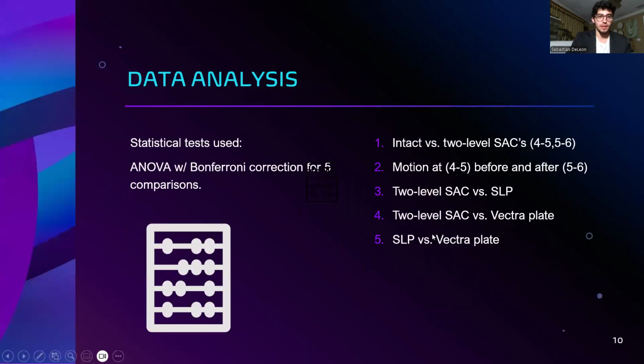This is figure 3. So for our data analysis, the statistical test that the researchers used was ANOVA with Bonferroni correction for 5 comparisons, the 5 comparisons being here. They stacked the SLP up against the Vector system to see if there was a significant difference in the change in the range of motion.